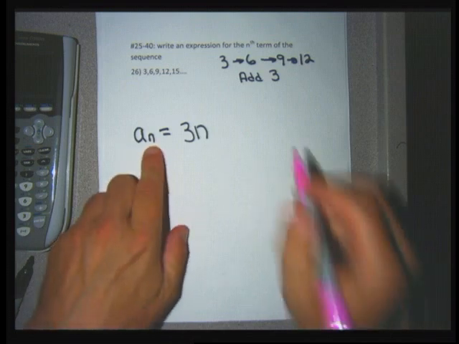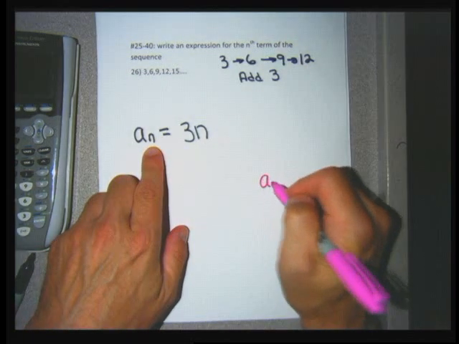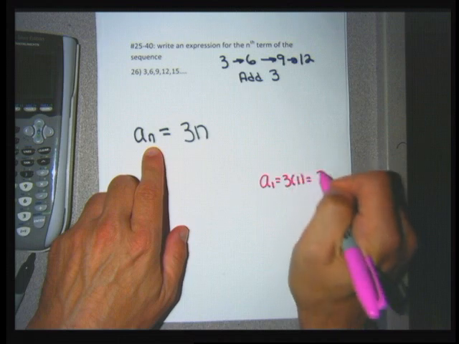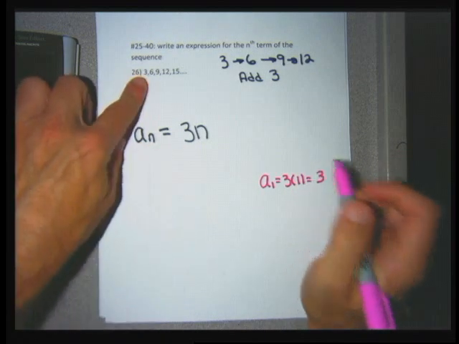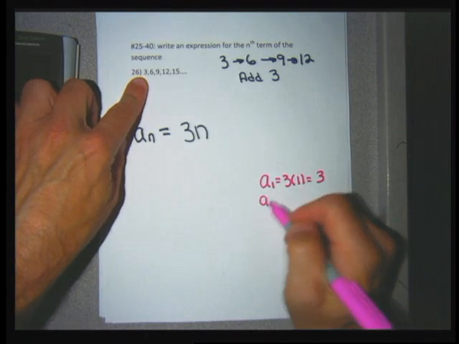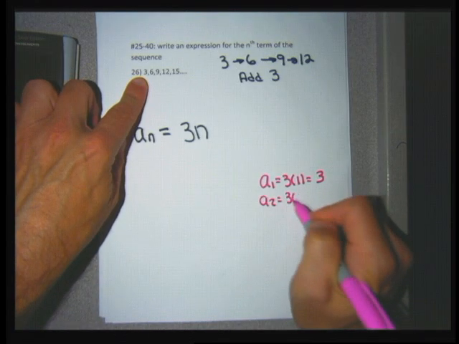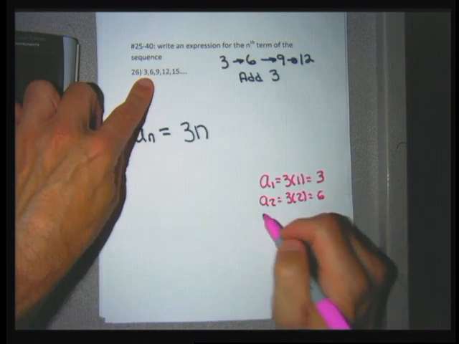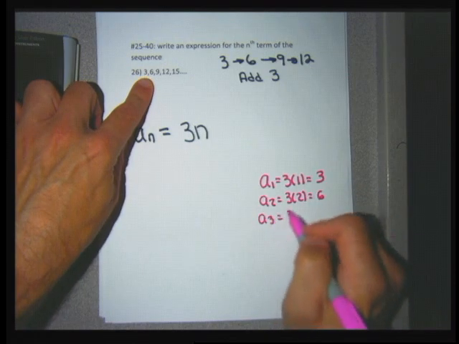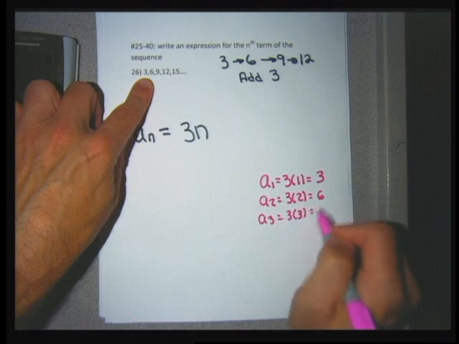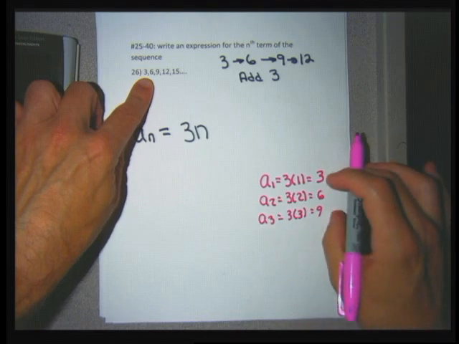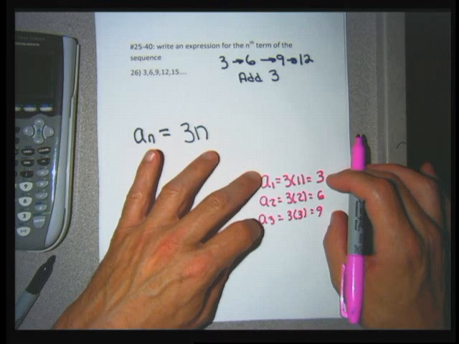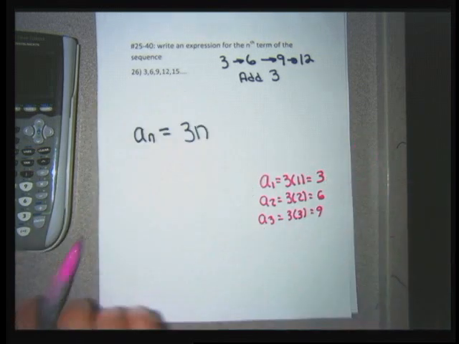So let me just plug in 1 to this formula that I've created. A sub 1 is 3 times 1, which is 3. That's good because the first number in my list is 3. A sub 2 is 3 times 2, which is 6. That's the second number in my list. A sub 3 is 3 times 3, which is 9. That's the third number of my sequence. So this 3n seems to be generating all the numbers in this sequence. That must be the correct answer.